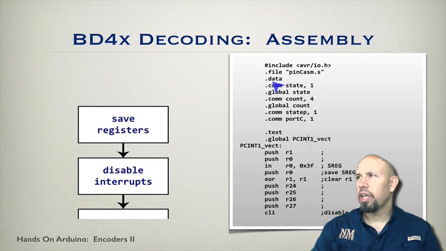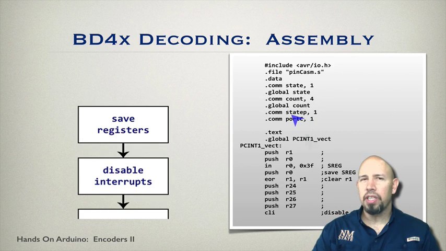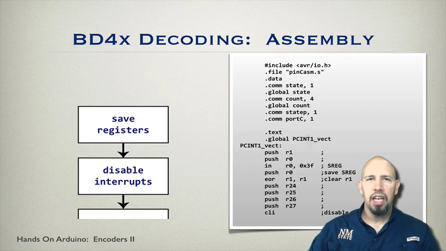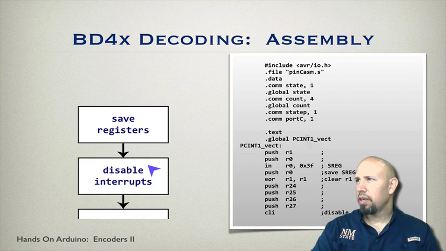Here's the file name that we're working with. Now we have the data section. Here I'm going to define the state, the count, and the past state, and then the port C. So port C is like what we had before as port C val. These are kind of like global variables. They're not global variables, but they're like global variables that can be used within the assembly code. The actual global variables are the state and the count. Notice the state is a 1-byte quantity, the count is a 4-byte quantity, and so again these are globals. And then here's our interrupt service routine vector.